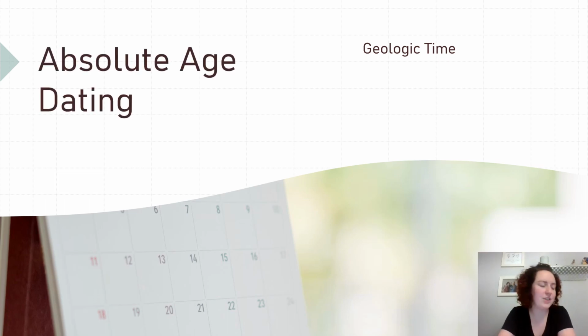Hello, eighth graders. So we are going to talk about absolute age dating of a rock. This is getting a more precise age of where a rock is on our geologic timeline, rather than saying it's about so many years from today. It's more like saying this was 2.2 billion years ago.